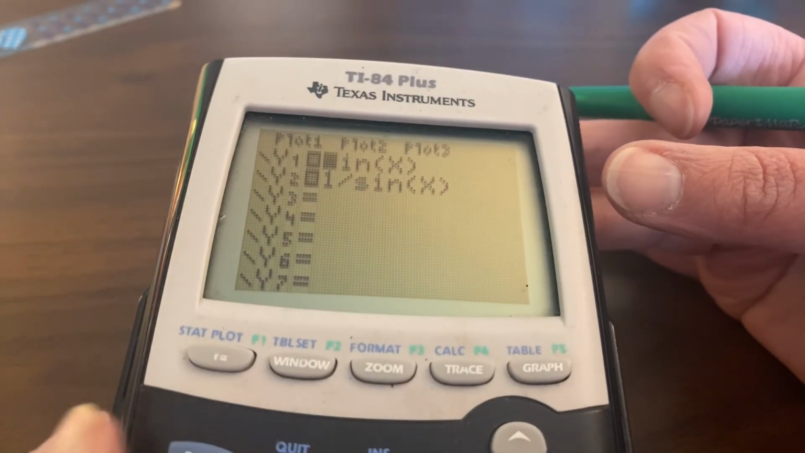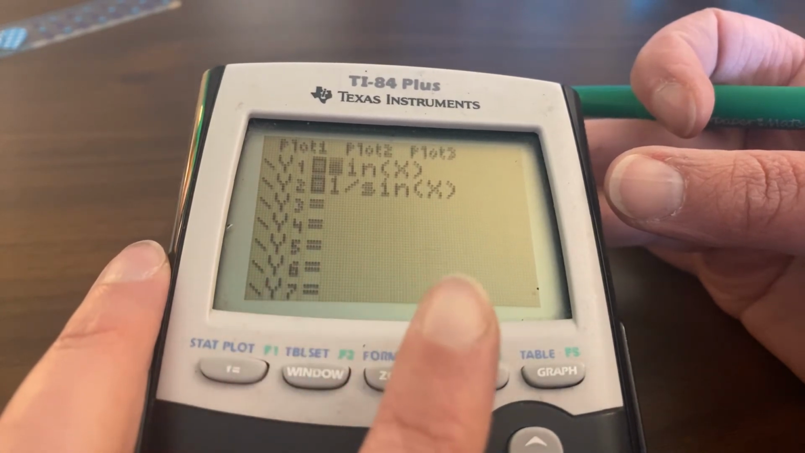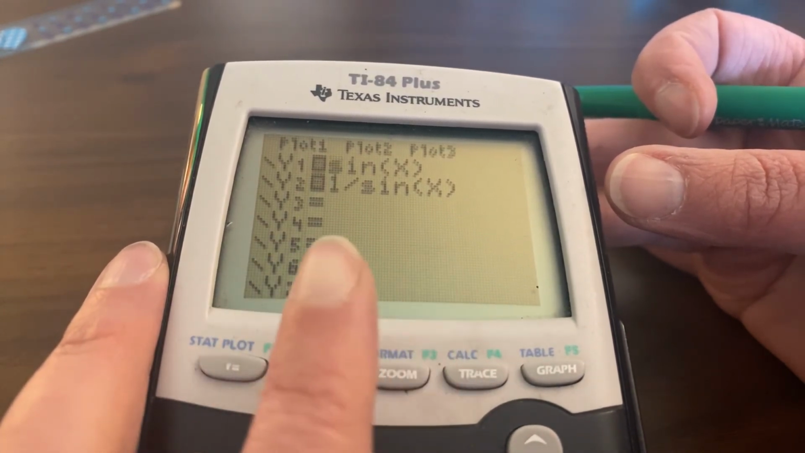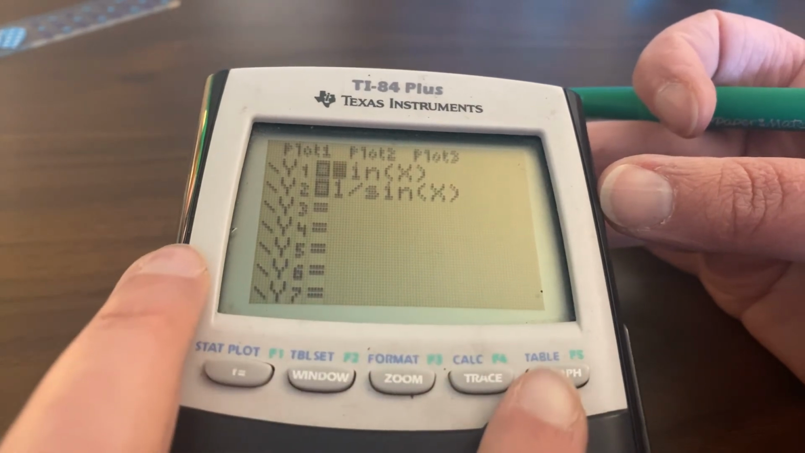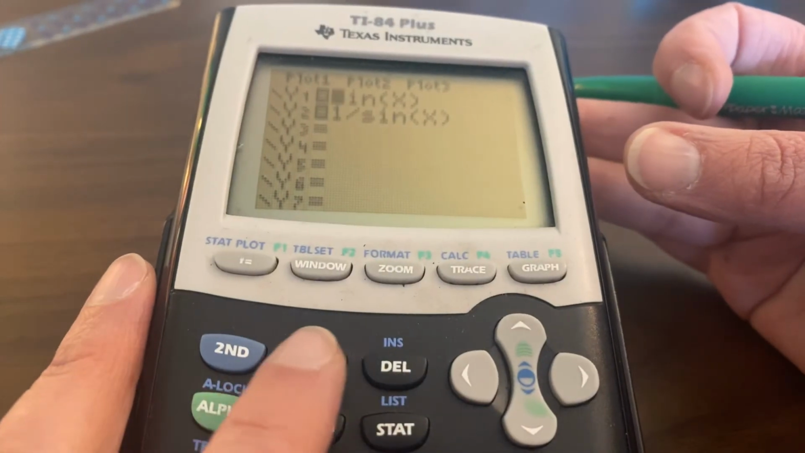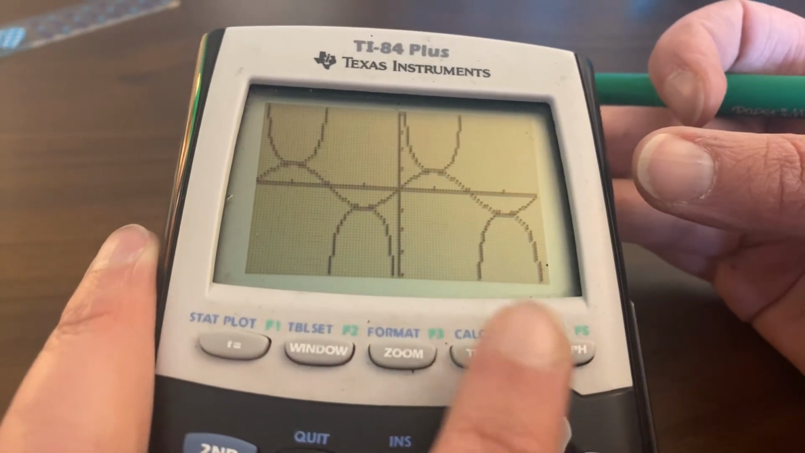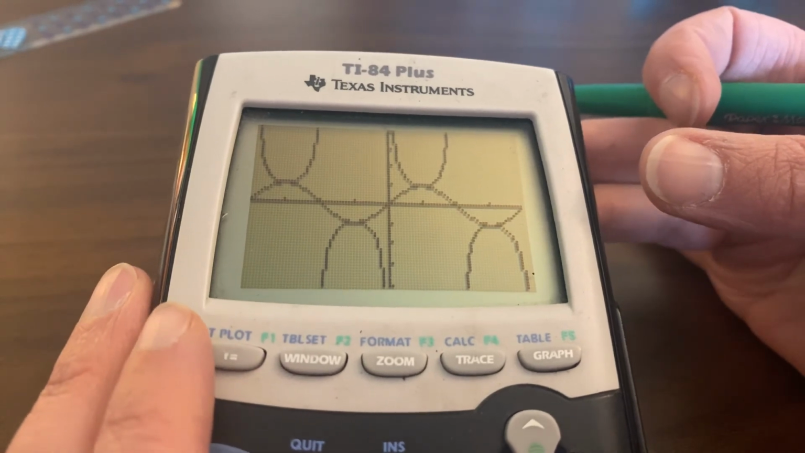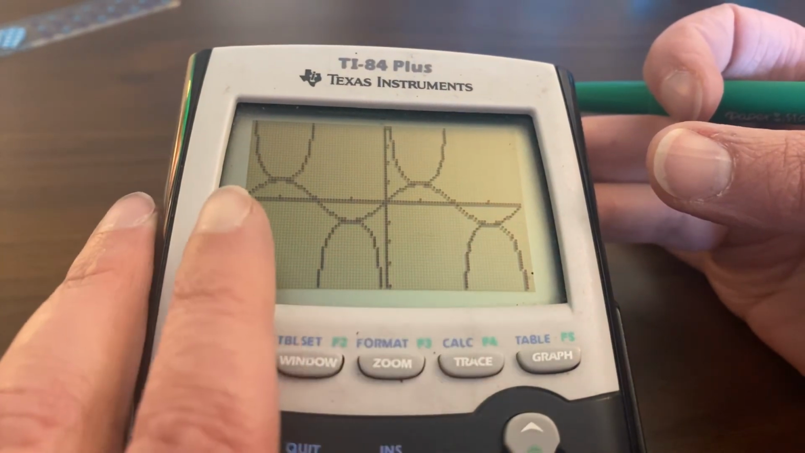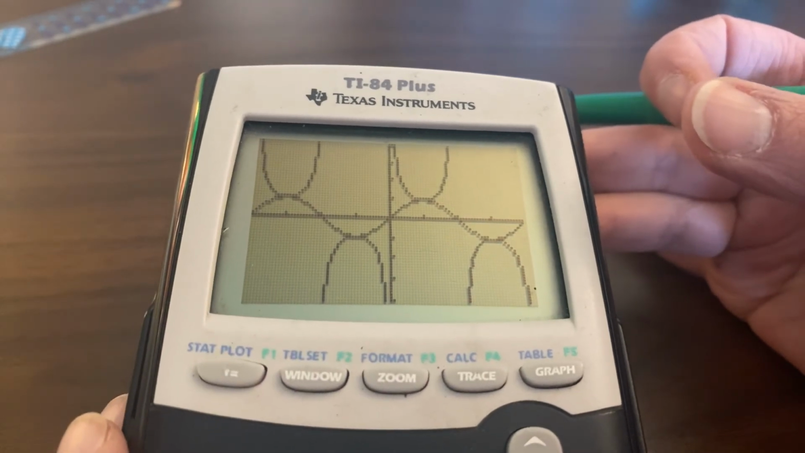But if you go to your graph menu and you wanted to graph sine of x, and 1 over the sine of x is how you would graph the cosecant on your graphing calculator. You want to make sure that you are in radian mode, and then when you graph, it will produce something like that. So you can see the sine function and the cosecant function on the graphing calculator.